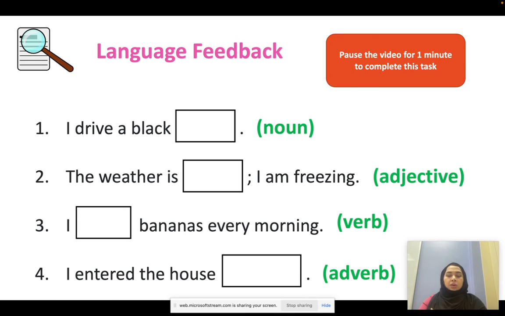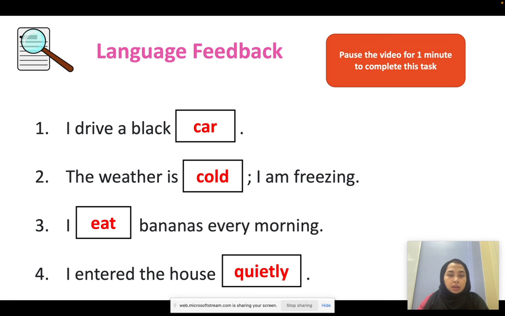I entered the house. In what way? How did you enter the house? You need an adverb. These are the words I chose. I drive a black car. The weather is cold. I am freezing. I eat bananas every morning. I entered the house quietly.